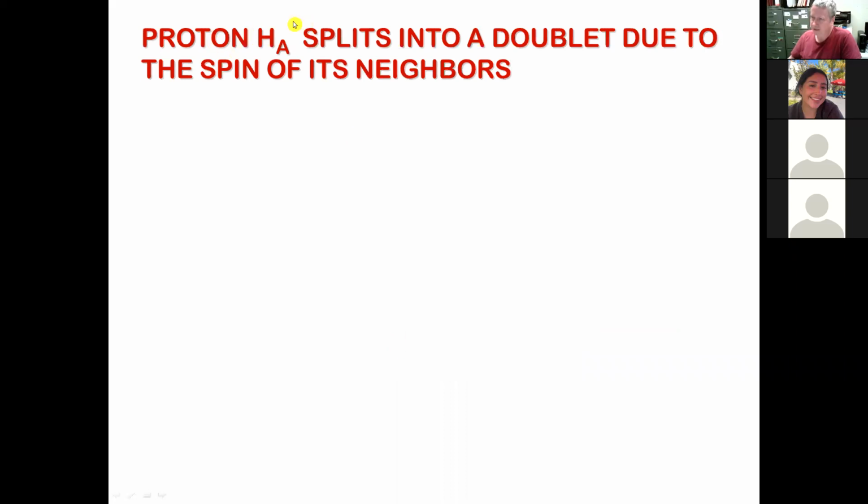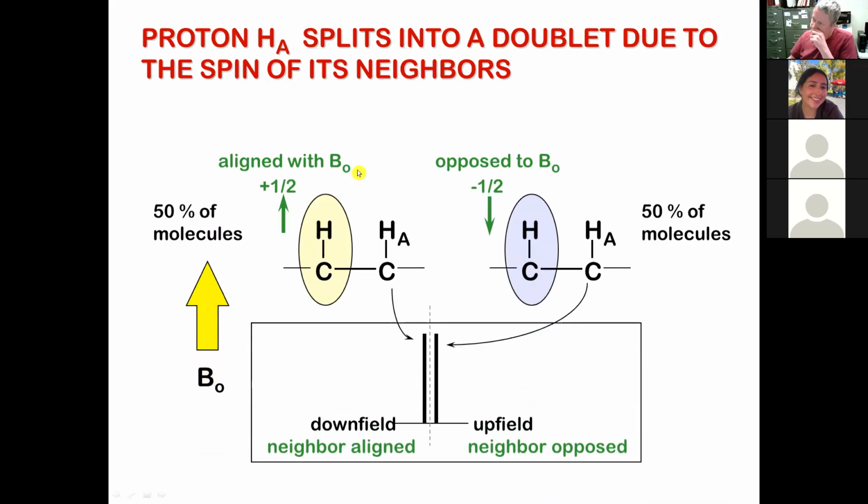Okay, so if I consider proton HA and it has a neighbor and it becomes a doublet, it's due to the spin of its neighbors. So let's think about HA here. It is a doublet, right? HA is a doublet. Why is it a doublet?